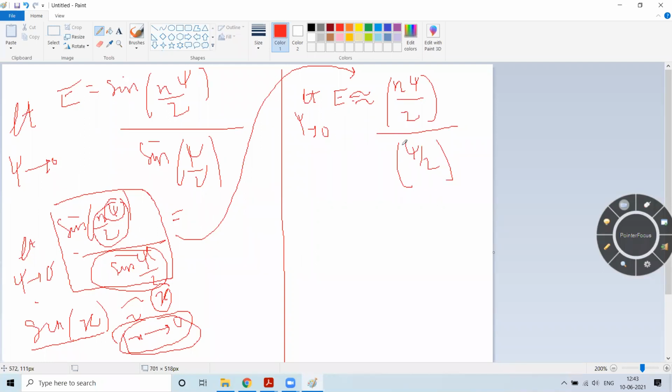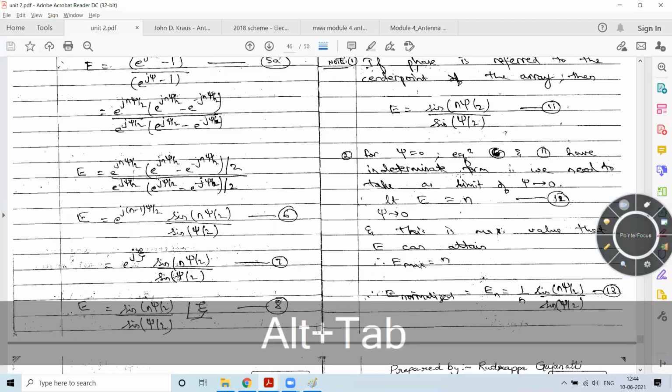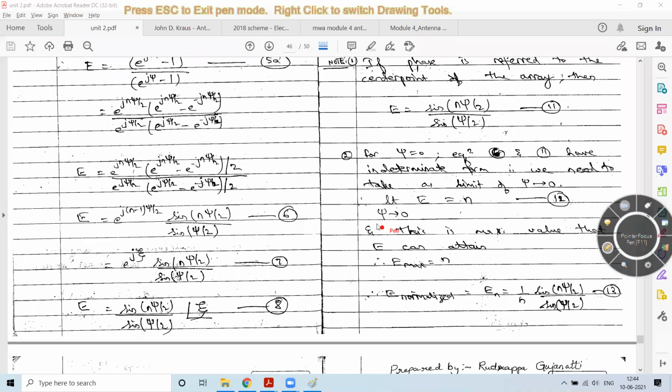Therefore, in the numerator we have n psi by 2, and in the denominator we have psi by 2. We cancel these off, and we get n. This is nothing but the maximum value of the field, which is obtained when you take the limit as psi tends to 0 for the electric field. So Emax is equal to n.